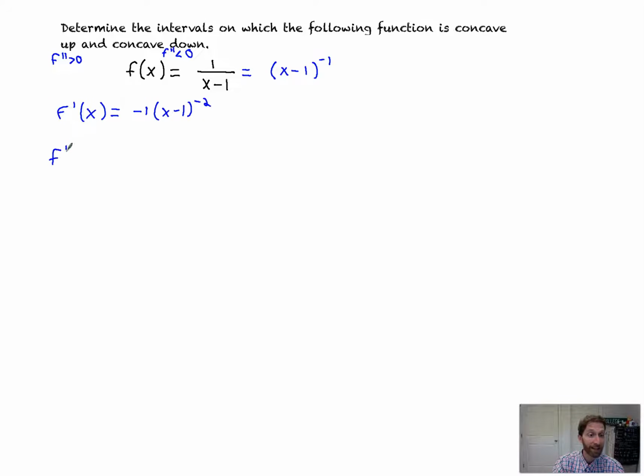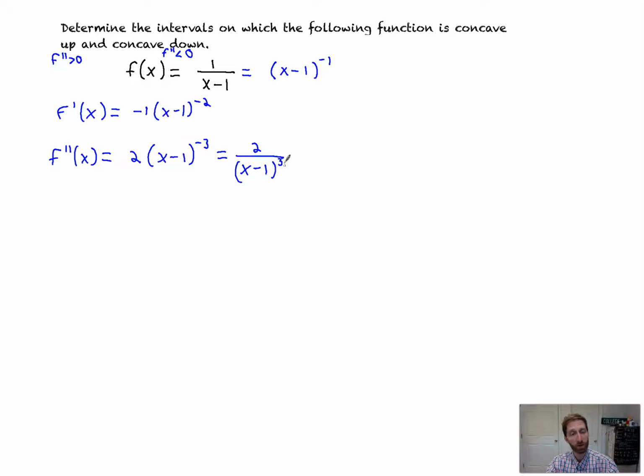So now we're going to take the second derivative. Keep it in negative exponent form because we need the second derivative. Negative 2 times negative 1 is 2, times (x minus 1) to the negative 3. At this point, I'm going to rewrite this function as 2 over (x minus 1) cubed, because we want to figure out where this is positive and where it is negative.